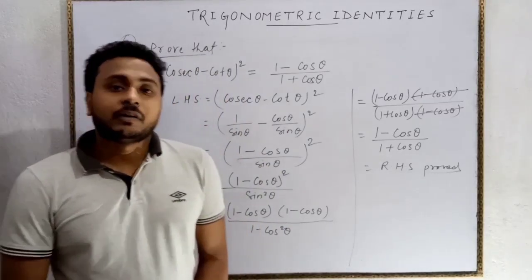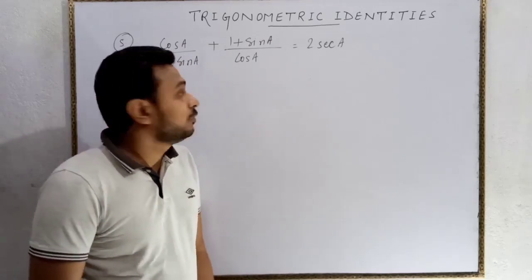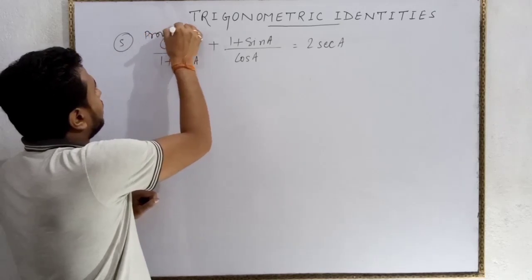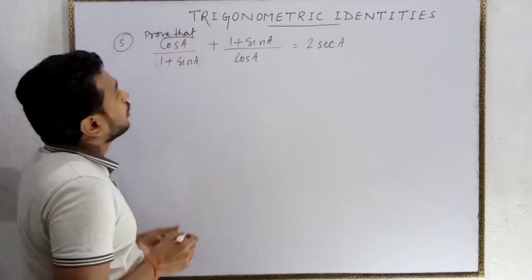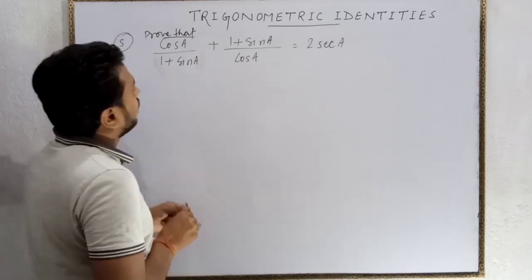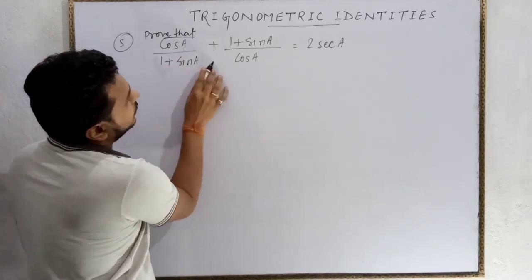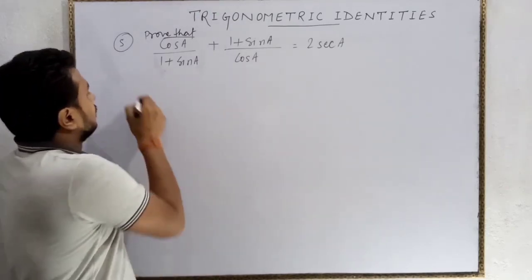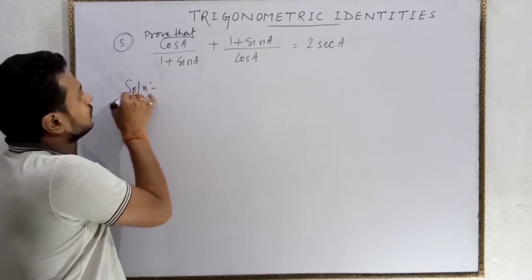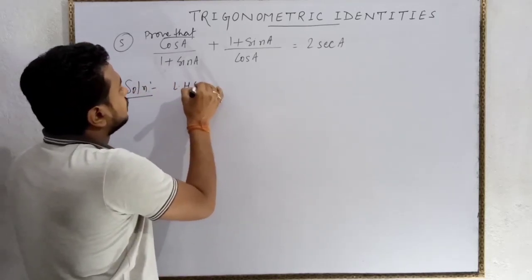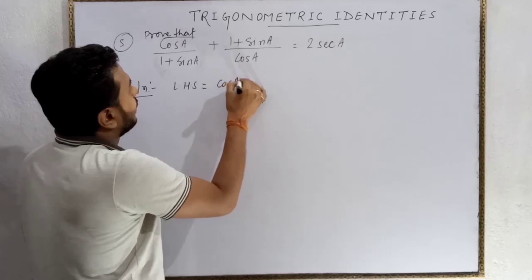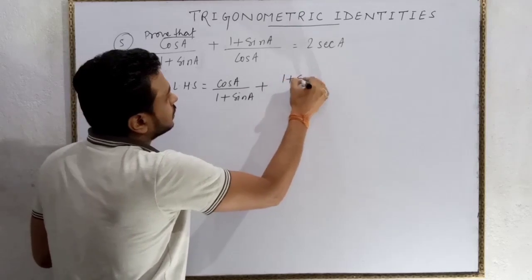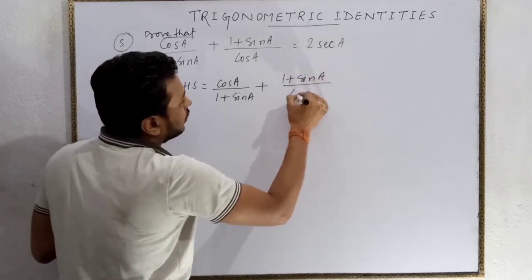Now we will look at our fifth question. Our fifth question is: prove that cos A upon 1 plus sin A plus 1 plus sin A upon cos A is equal to 2 sec A. To the solution, our LHS is equal to cos A by 1 plus sin A plus 1 plus sin A by cos A.